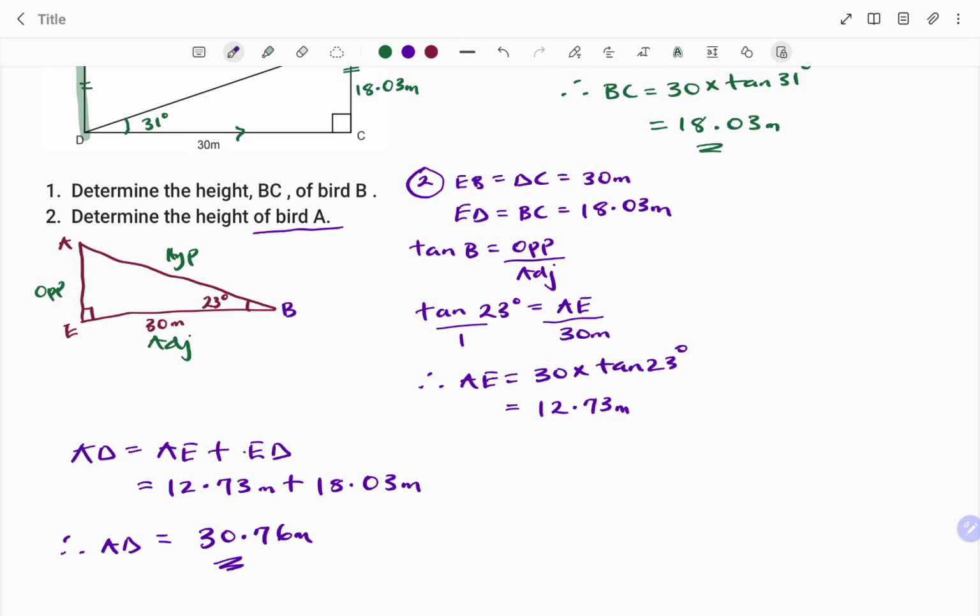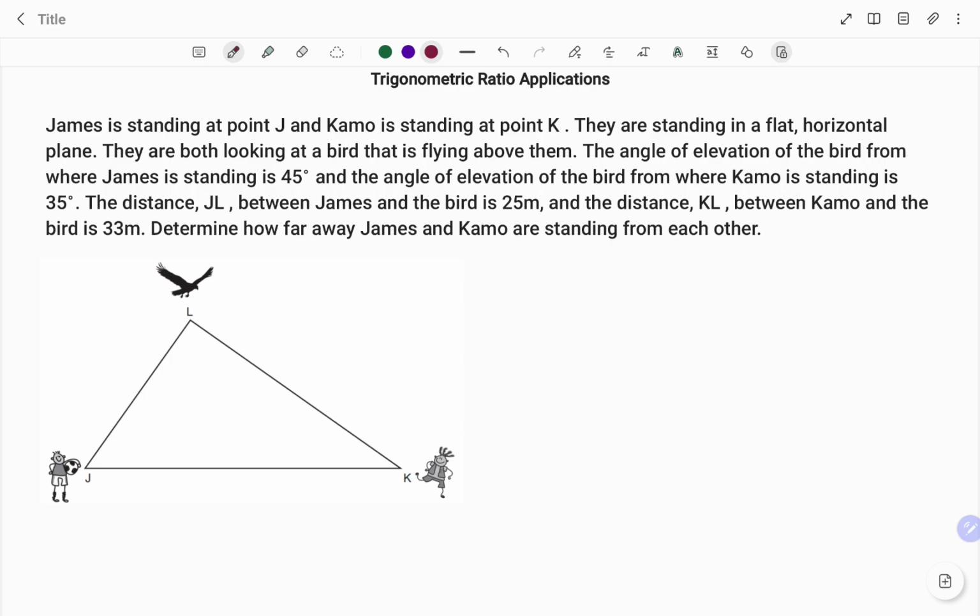For the second part of the question, we have James standing at point J and Camo standing at point K. They're standing in a flat horizontal plane. They're both looking at a bird that is flying above them. The angle of elevation of the bird from where James is standing is 45 degrees. I'm going to mark that. So James is standing at an angle of elevation of 45 degrees. And the angle of elevation of the bird from Camo is 35 degrees. I'm going to label that.